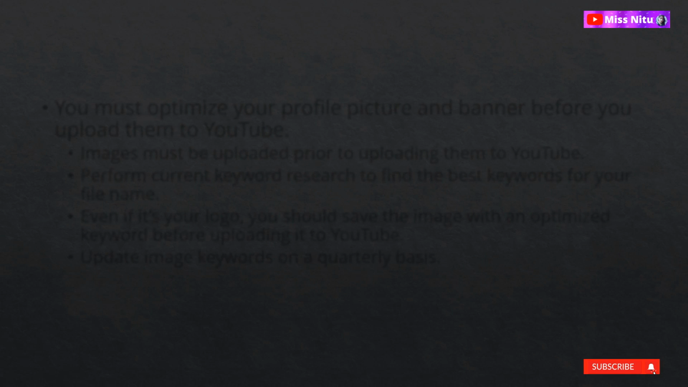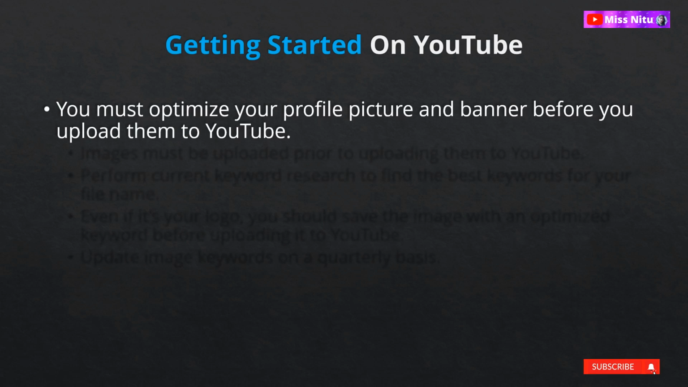Next up, optimizing your images. If you're familiar with optimizing blog posts and website images prior to uploading them to your website, the concept is the same. This is one of those tiny details that many people underestimate or simply don't know exist, but can go a long way in organic YouTube and search engine optimization.